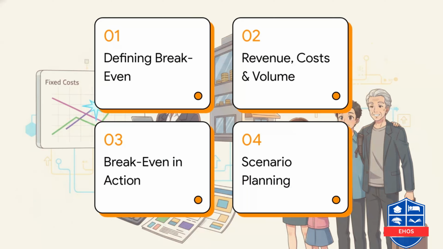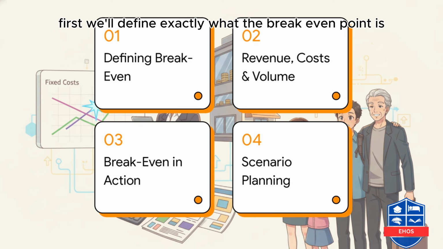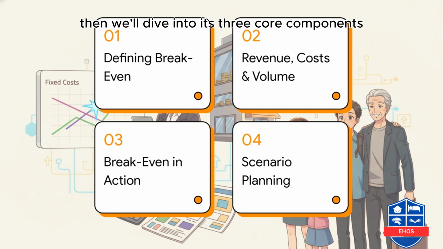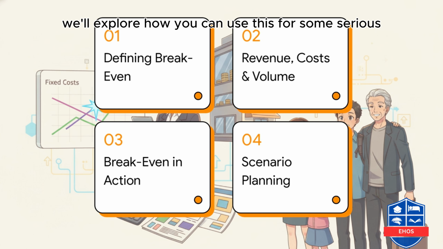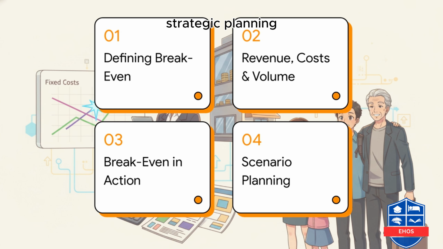Let's get started. All right, so here's how we're going to tackle this. First, we'll define exactly what the break-even point is. Then we'll dive into its three core components. That's your revenue, your costs, and your volume. From there, we'll see it in action with some real-world examples. And finally, we'll explore how you can use this for some serious strategic planning.